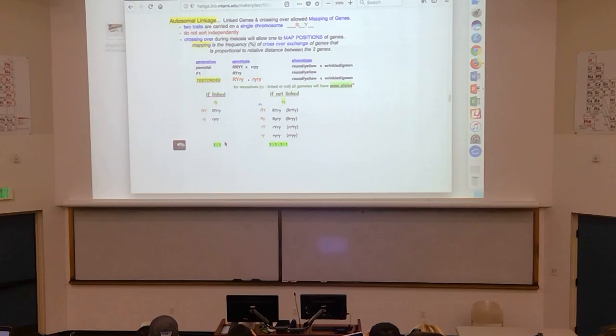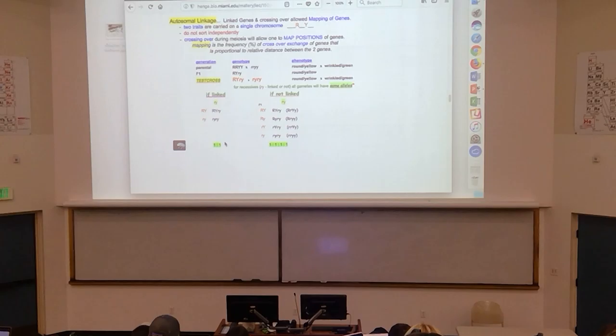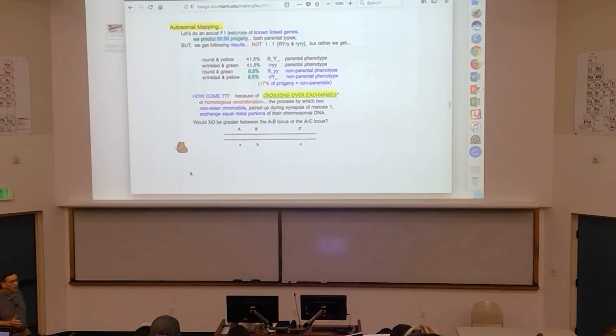To know whether genes are linked or not, you do a classical cross: true breeding, F1, test cross, and you end up with a progeny ratio of 1-to-1. That's what it tells you. So we go into the lab and we do this. We play Mendel, we do the genes. We put them all together, we know that they're linked, and I predict that the progeny are going to be 50% of one kind and 50% of another kind.